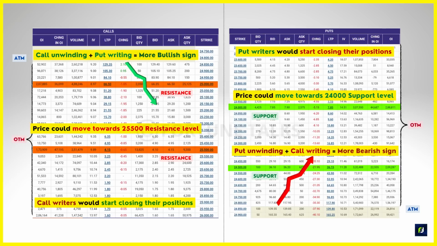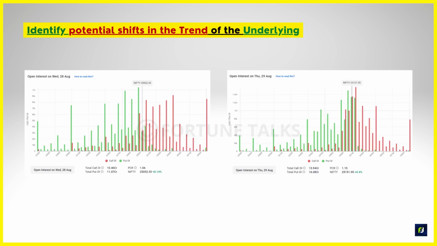I hope you have understood the play here. Anyways, let's now move on and understand how to use an option chain to identify potential shifts in the trend of an underlying. So, besides using option chain to identify areas of supports and resistances, it can also be used to find out the implications of shifts in the support and resistances as and when they occur.